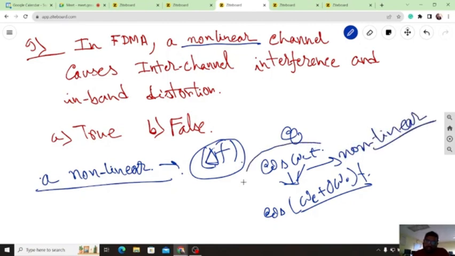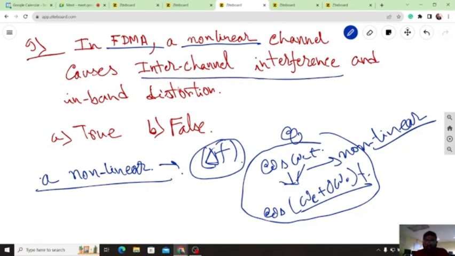So if this kind of thing happens in a FDMA system, obviously interchannel interference will happen here, and also in-band distortion can happen, because suppose the amplitude or something else, or some phase del theta t, has been added here. So all this in-band distortion can also happen. So the correct option is true.